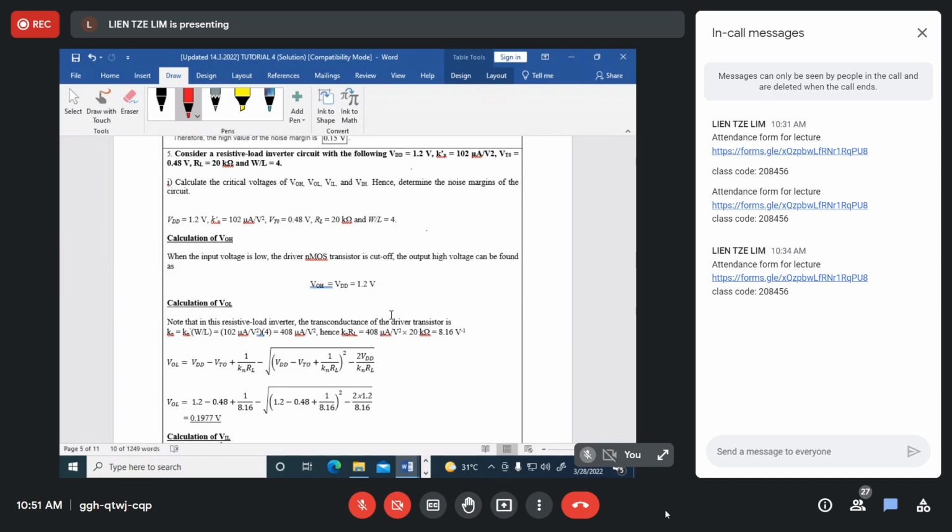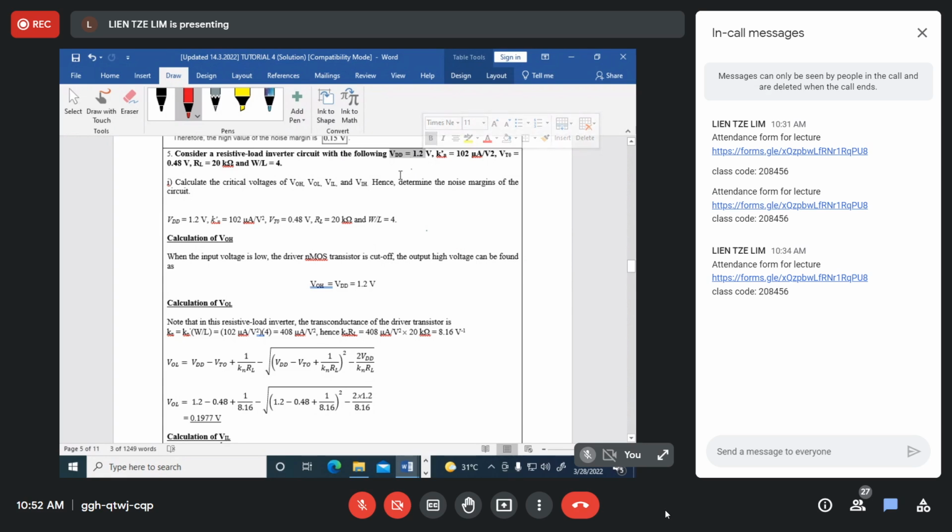For VOH, straight away we know the value of VOH. It is output high. Usually VOH is equal to the value of the supply voltage VDD, so it will be 1.2 volt. You see, VDD is 1.2 volt as well.